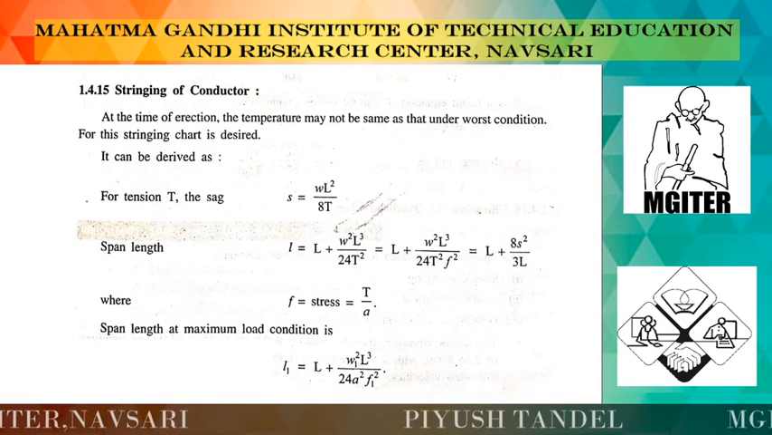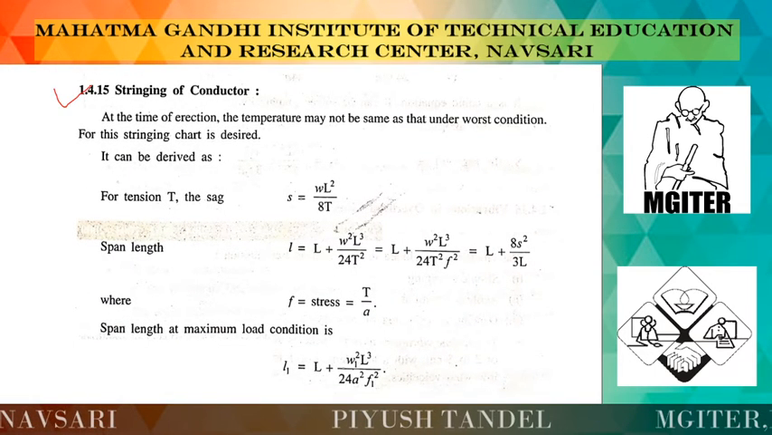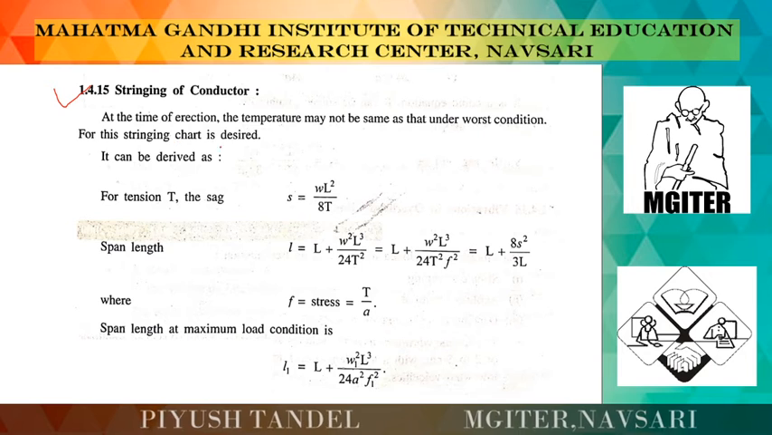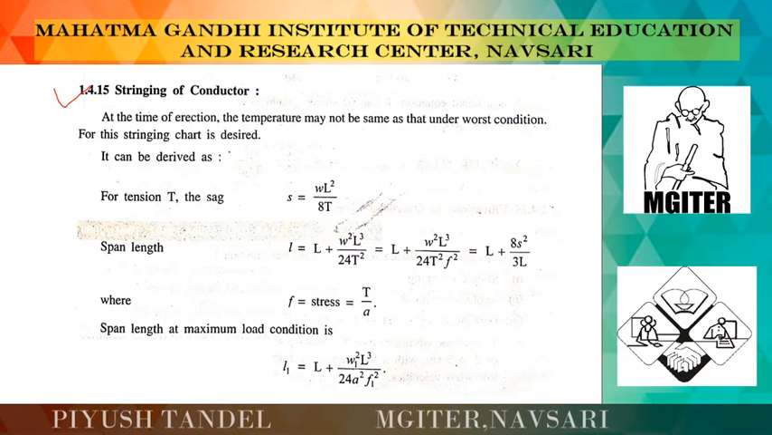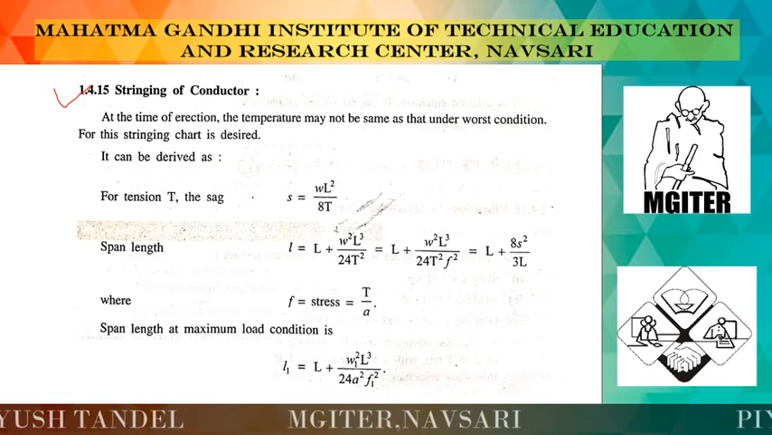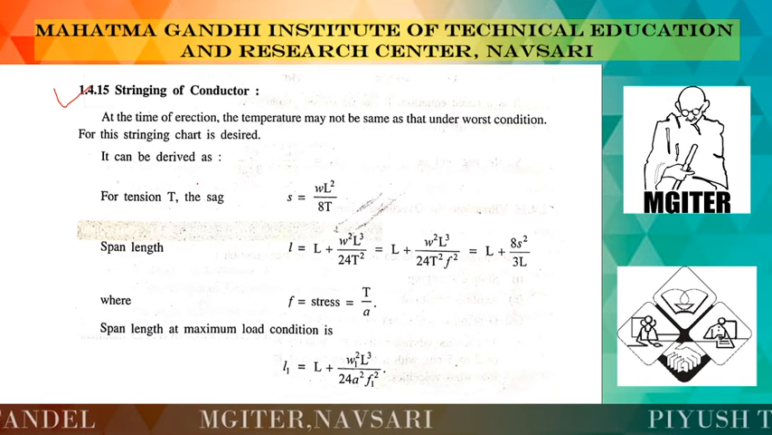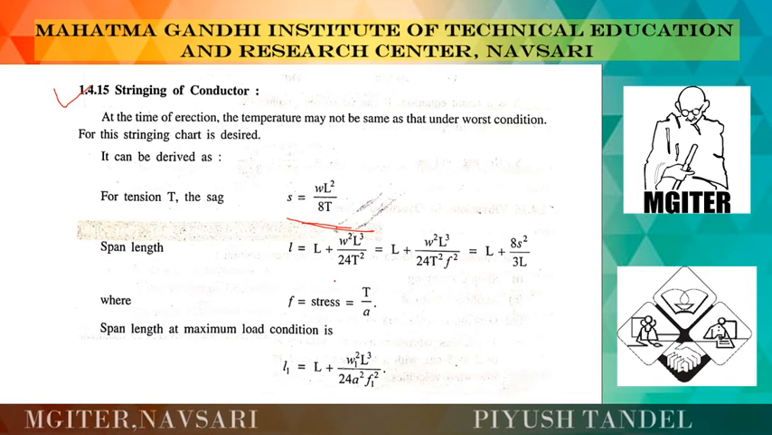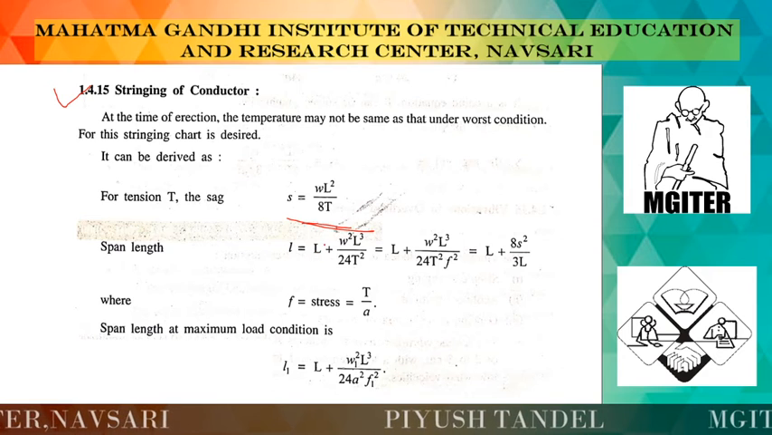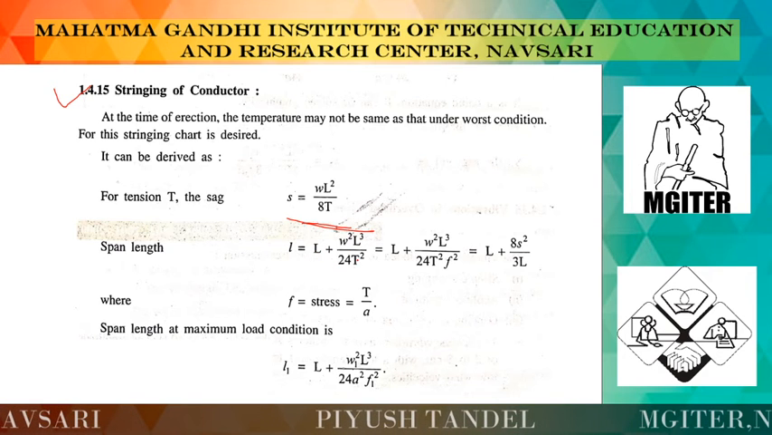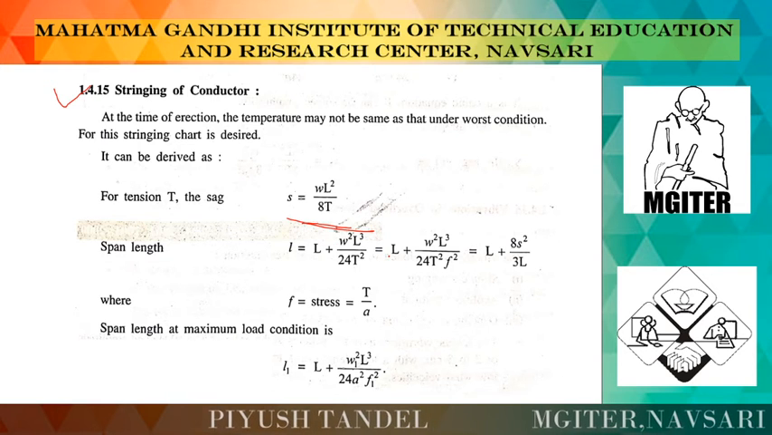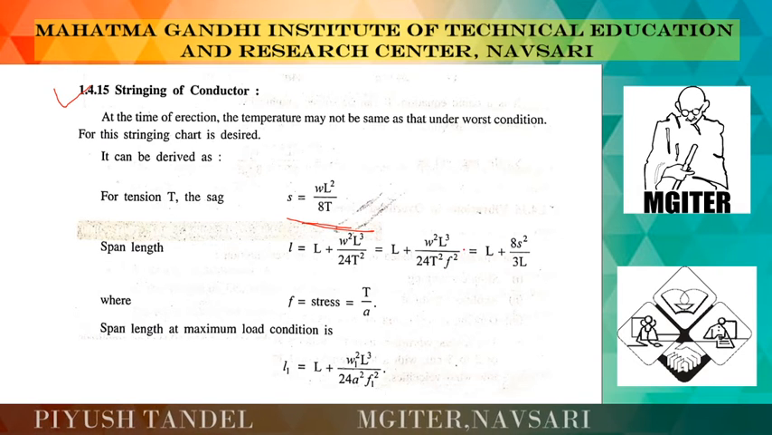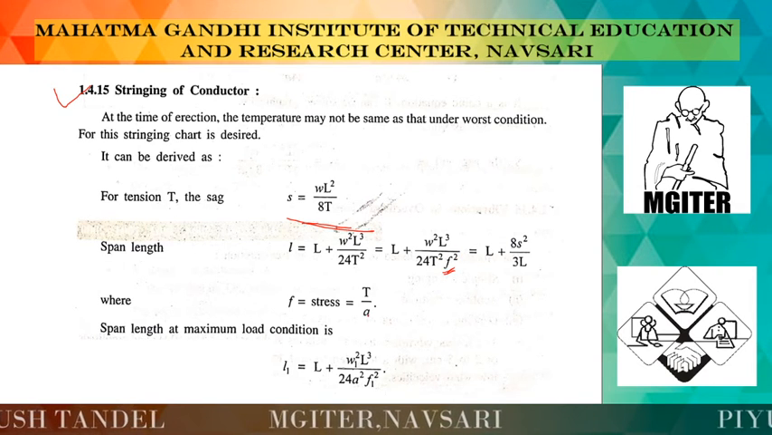So next is stringing of the conductor. At the time of erection, the temperature may not be the same as under the worst condition, so a stringing chart is desired. For the tension T, the sag is equal to WL square by 8T, which we saw in the equation of the sag. Now the span length L is given as L plus W square L cube divided by 24 T square, and if we simplify this, it is L plus W square L cube divided by 24 A square F square. And what is F over here? F is the stress, that is T by A.